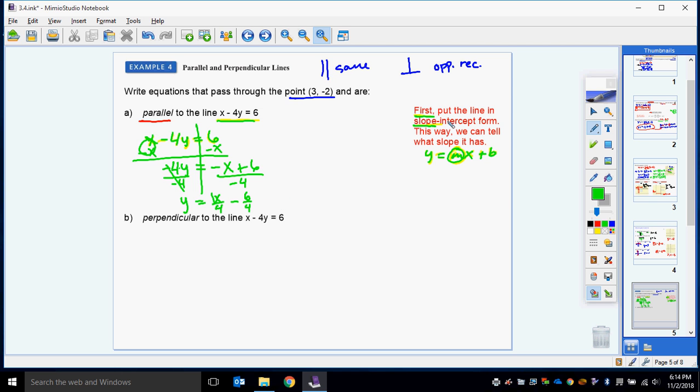Okay, so I put it in slope-intercept form. That way I could figure out what the slope is. The slope is the number with the x. So I've just found out that my slope, my m to this yellow line, is 1/4.